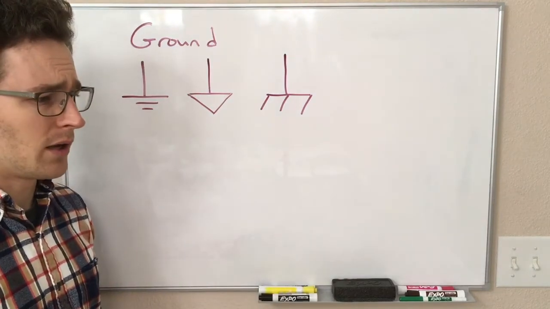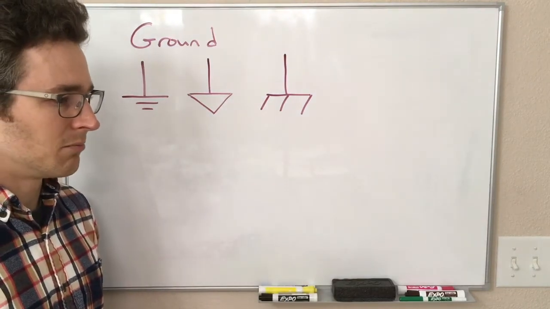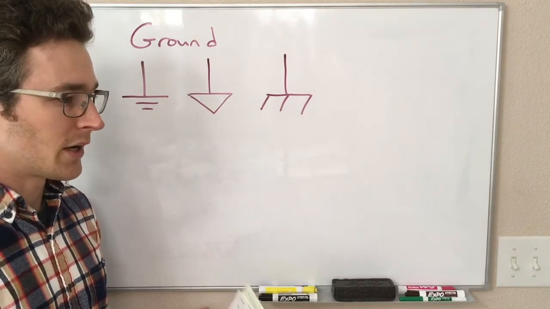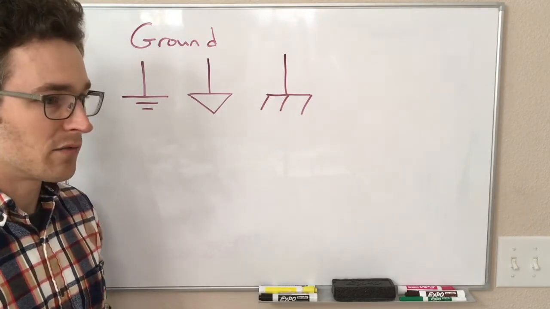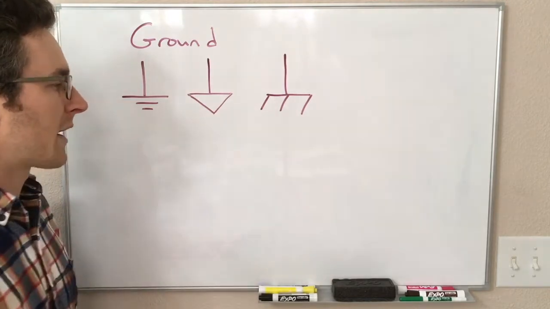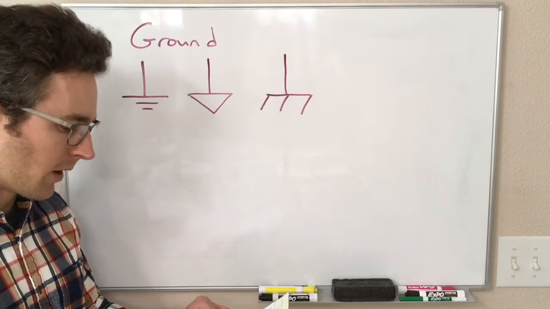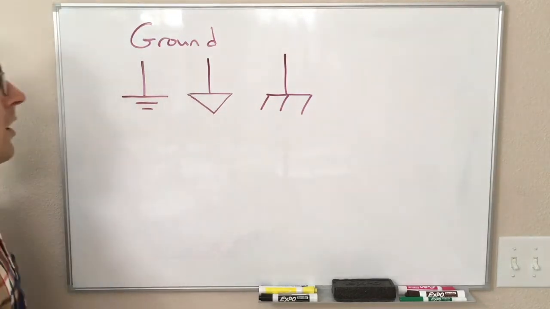So if you have an electrical device that is in a metal box, for safety reasons, you want to connect your ground to the metal box of that container, and that connection is shown by that symbol. Chassis ground. All right, cool.